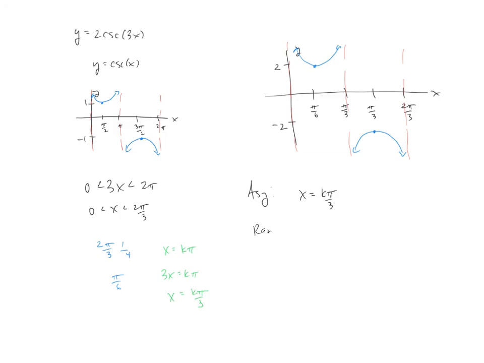The range, be a little careful here, is -infinity to -2 inclusive, union 2 to positive infinity. And then the period, as I mentioned just a moment ago, since we start at 0 and we finish at 2 pi over 3, the period would just be 2 pi over 3.